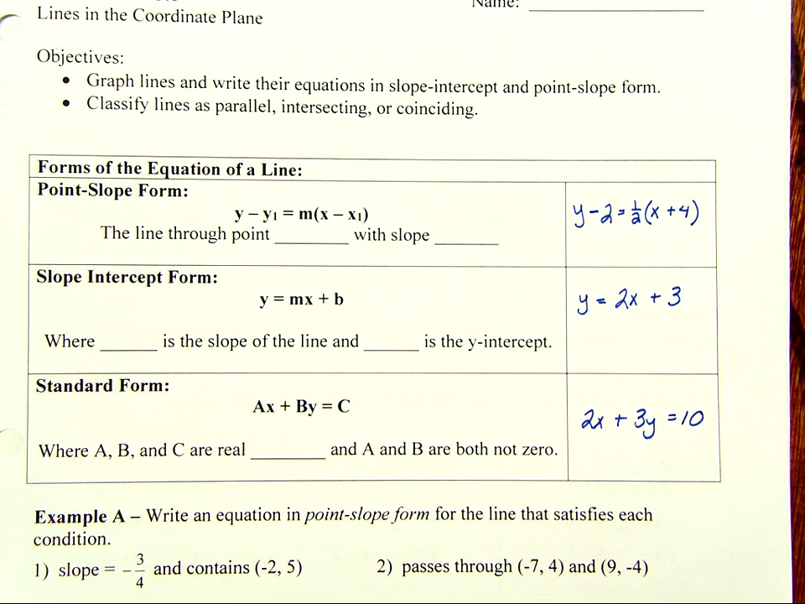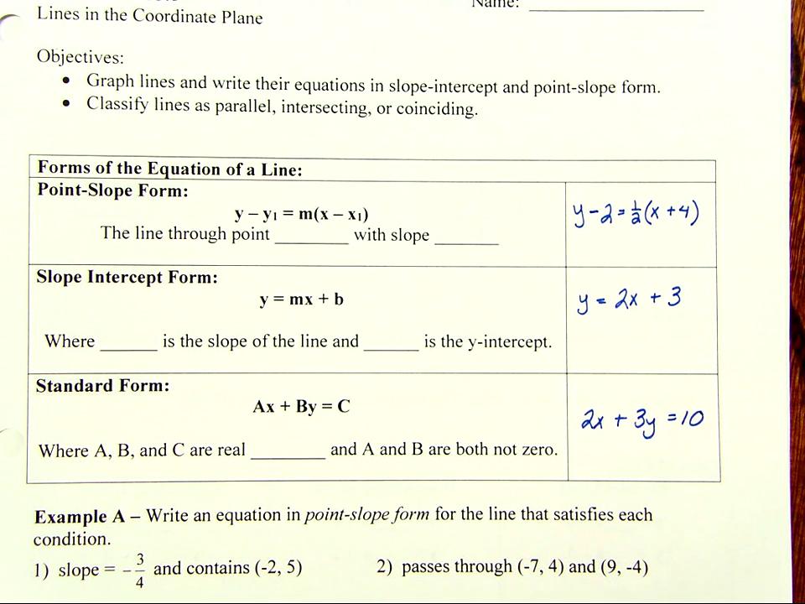In lesson 3.6, we're going to be talking about lines in the coordinate plane. And we're going to break this lesson into two parts. The first part, we're going to be talking about the equations of our lines. Now, our equations can be written in different ways, and therefore we have different forms of our equation.